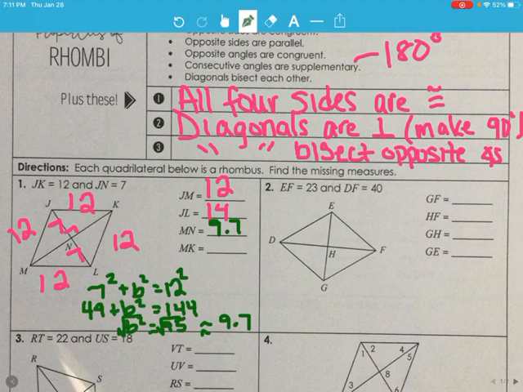I'm going to go ahead and erase this triangle now. And I'm going to fill in the 9.7 here. Remember, if MN is 9.7 and NK is also 9.7, the two halves are the same. And the last question is, what is MK? Well, we know M to N is 9.7, N to K is 9.7, so altogether that line is 19.4.